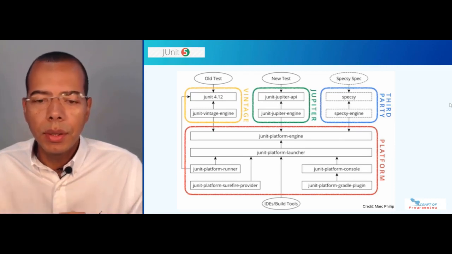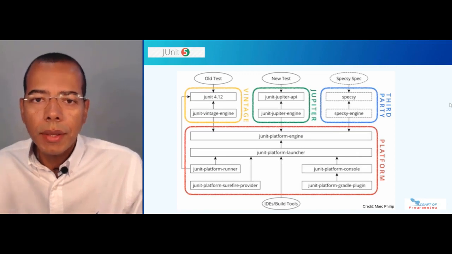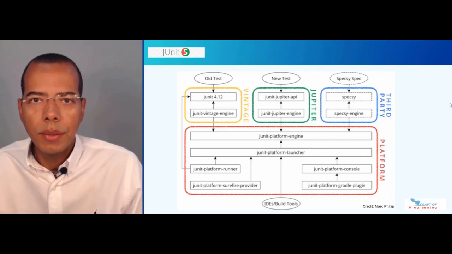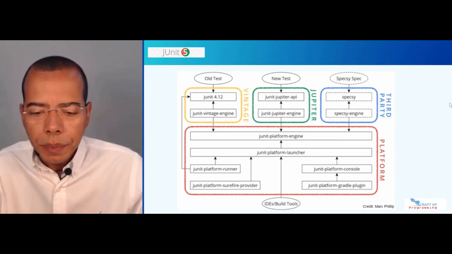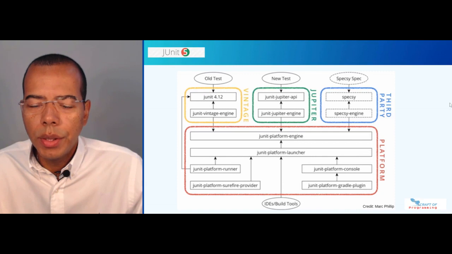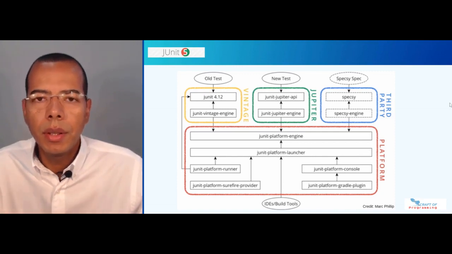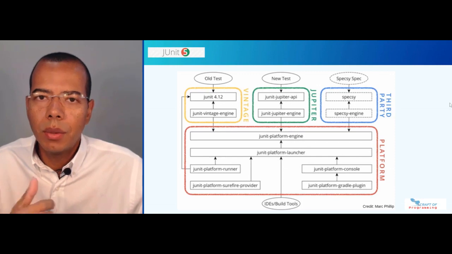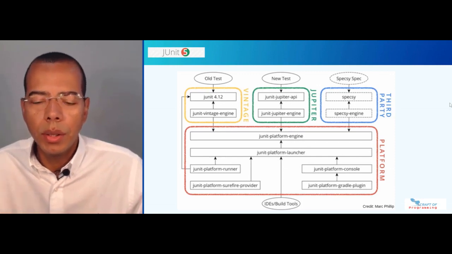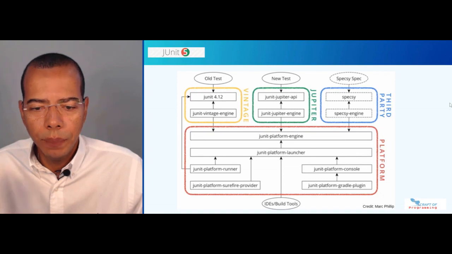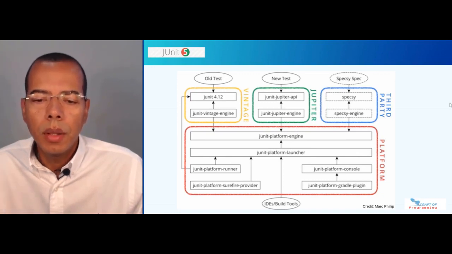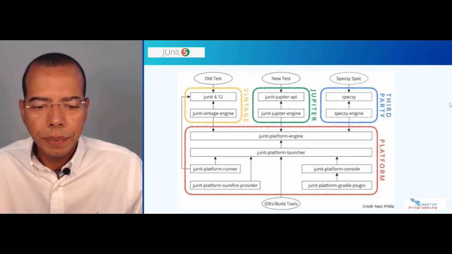Under the hood, there is a Jupiter engine which effectively implements the API. The Jupiter API is a jar that mainly contains just interfaces. The implementation of those interfaces is in the Jupiter engine, which then talks to the platform engine to actually run your tests. And the JUnit Platform Launcher here in the platform is the way to launch the tests, and that's what an IDE like IntelliJ or Eclipse will use to launch your tests. They give the tests to the launcher, which then tells the engine to run them.